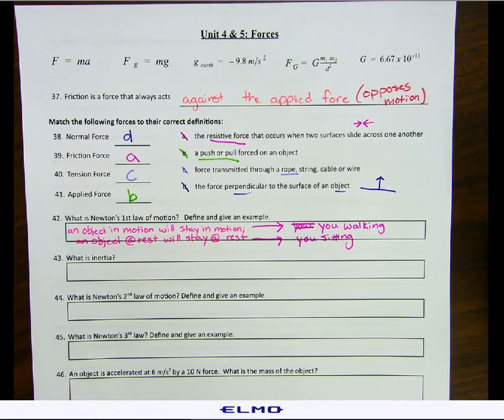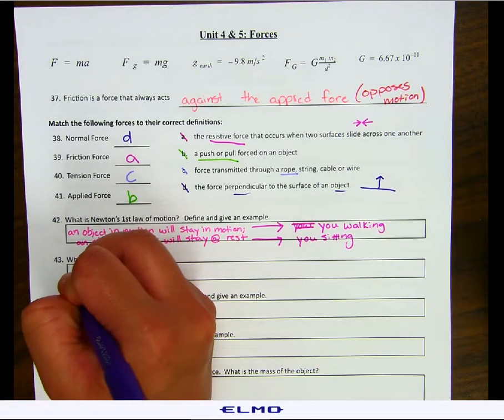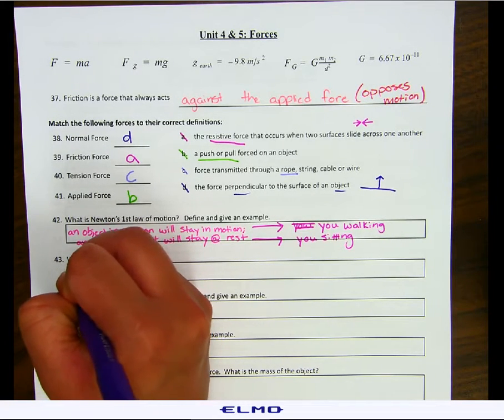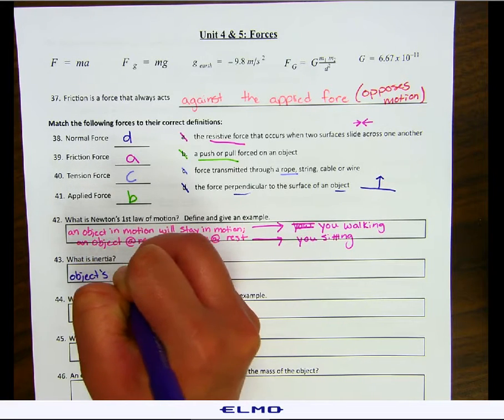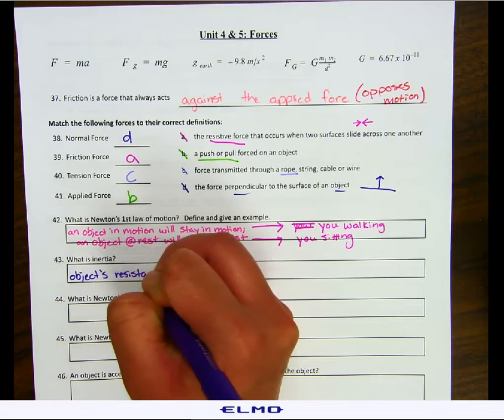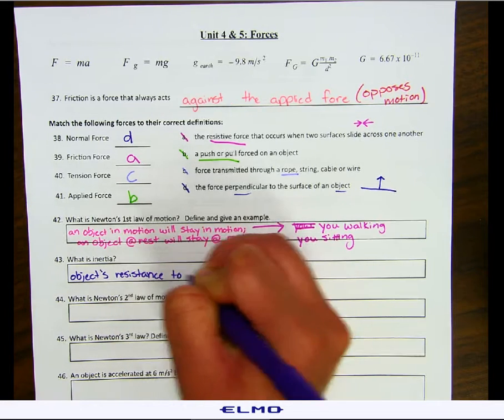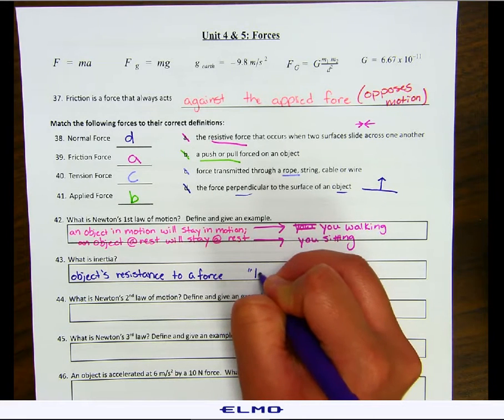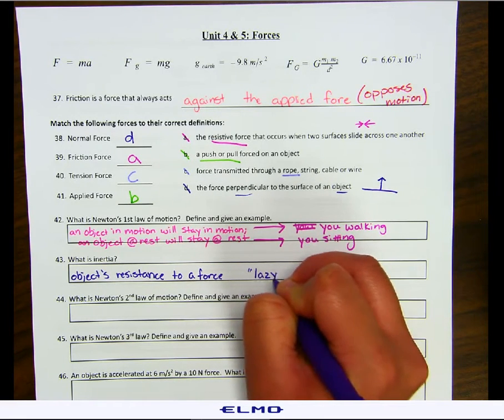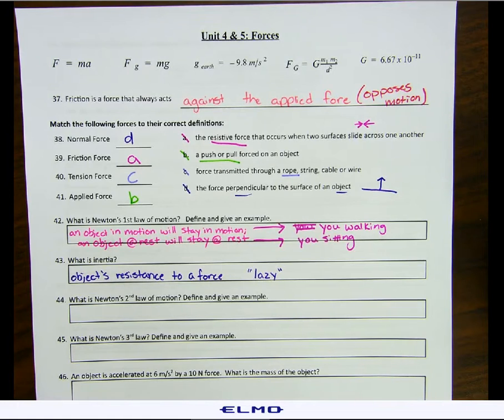What is inertia? Inertia is basically the laziness. It's the object's ability to resist a force. So it's an object's resistance to a force. Remember, it's the laziness. Objects are being lazy.